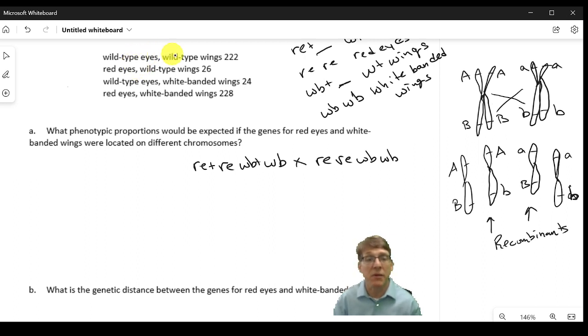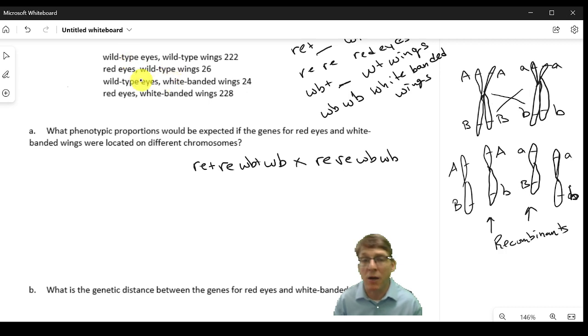How many offspring would we expect to be wild-type eyes with wild-type wings, red eyes with wild-type wings, wild-type eyes with white-banded wings, and red eyes with white-banded wings? So that's what we're looking for. And to solve that problem, because we're stating that they're sorting independently, or they're found on different chromosomes, which is the same thing, then we can take each one independently and calculate the probabilities of getting each trait.